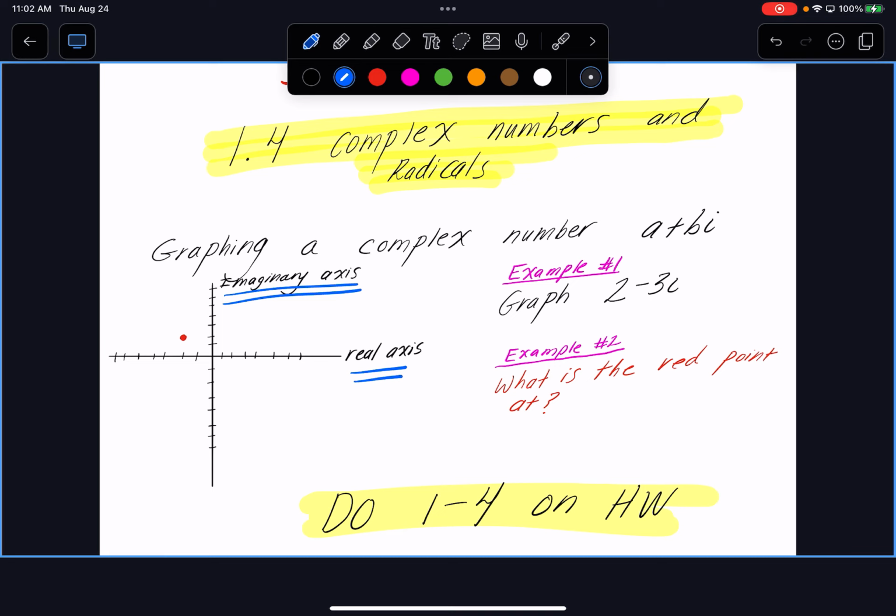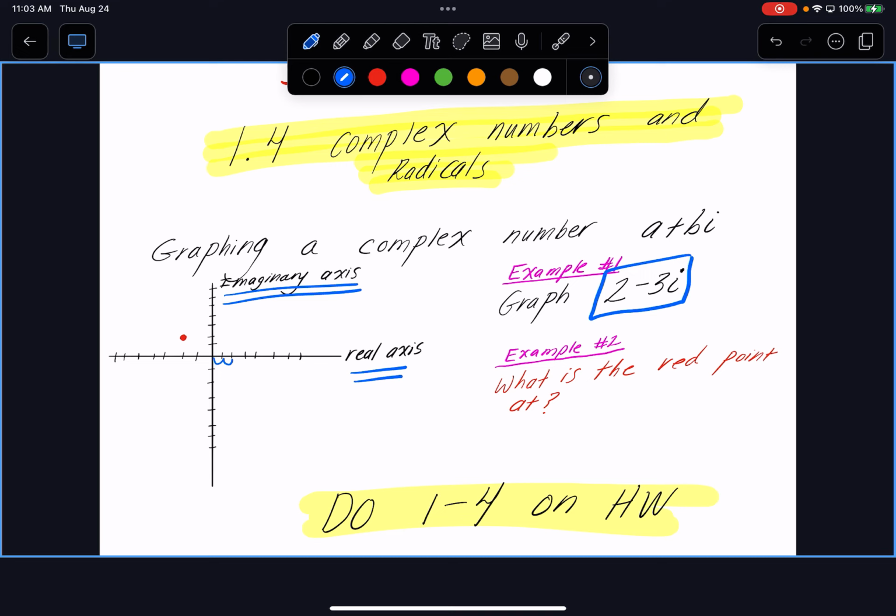So watch me graph this right here: 2 minus 3i. What is the real number? It's 2. So I'm going to go 2 values on the real axis. Where would that be? Right there. True, everybody? Yeah. If it's negative 2, you go negative 2. Okay? We're not overcomplicating this.